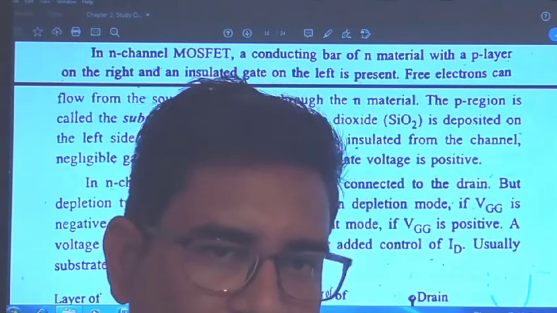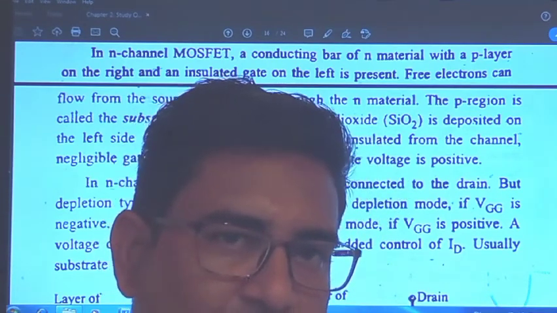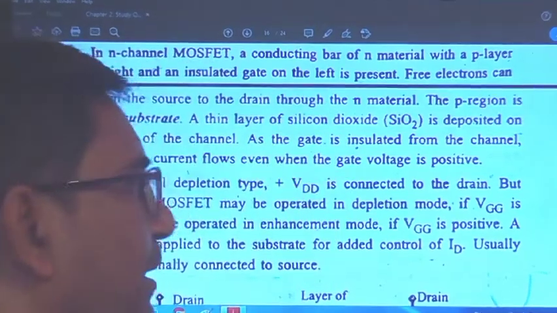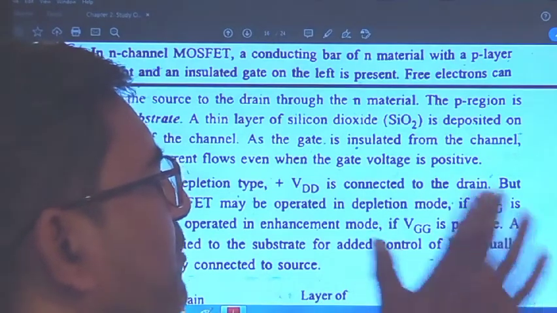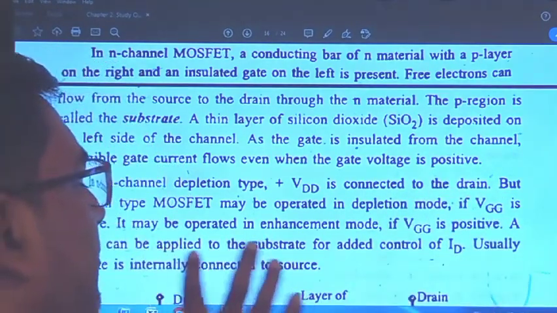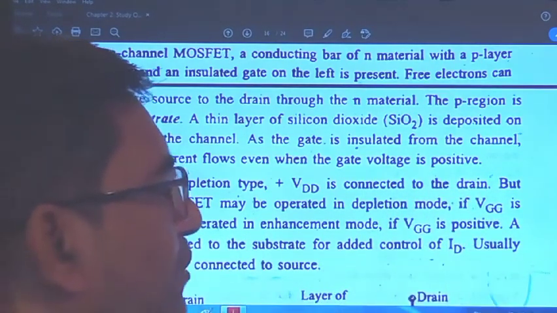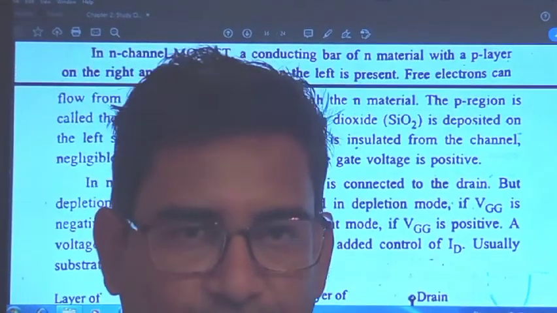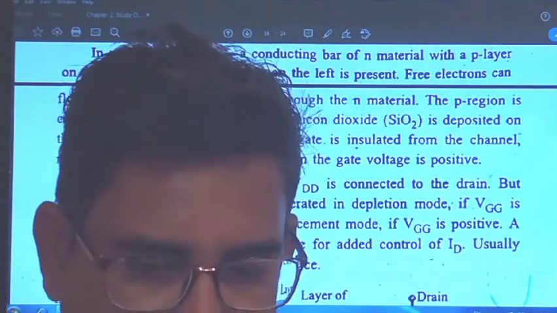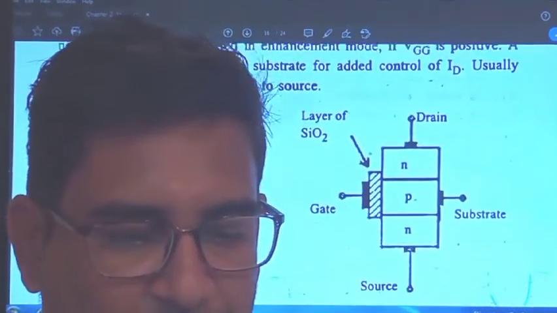If VGG is negative, at that portion the VGG will be negative. It may operate in the enhancement mode. If the VGG is positive, the voltage can apply to the substrate by adding the control of ID. Usually the substrate is internally connected to the source. It is not connected outside, but it is internally connected.